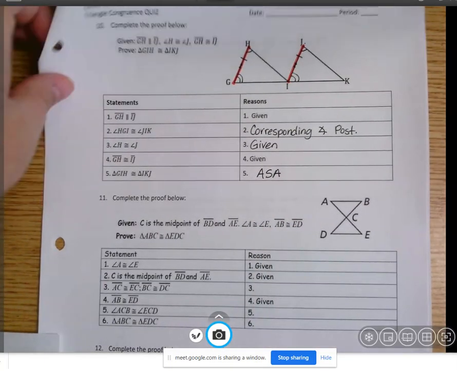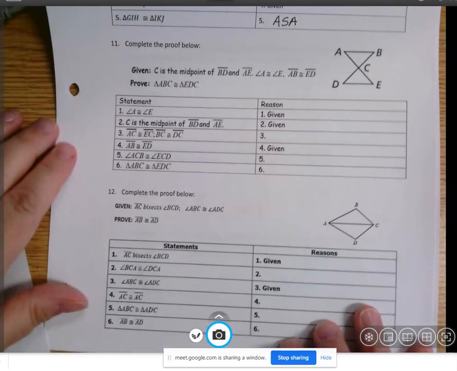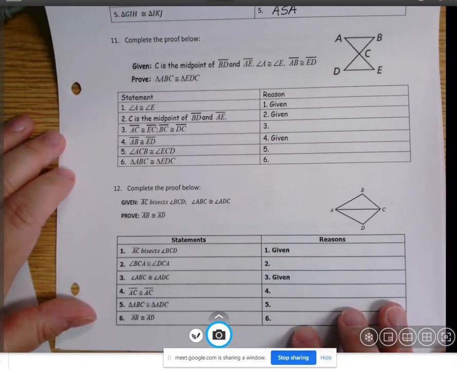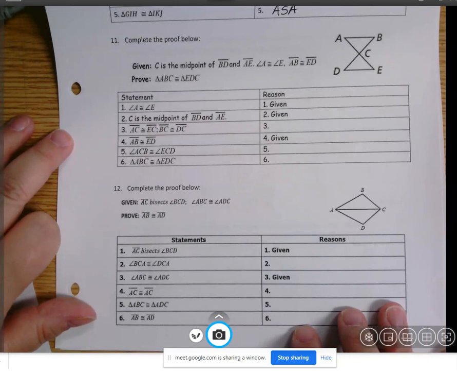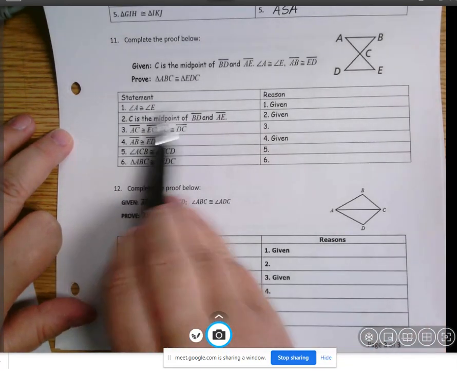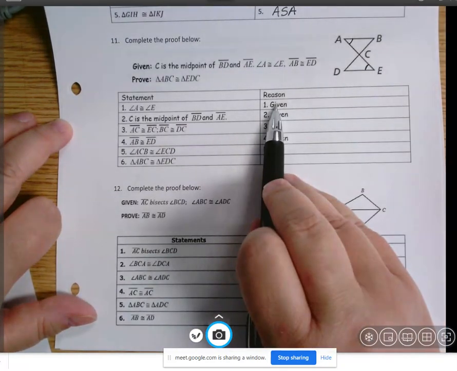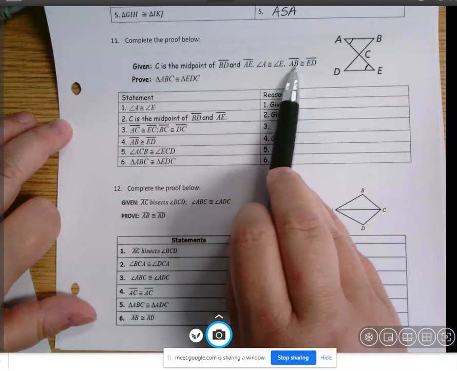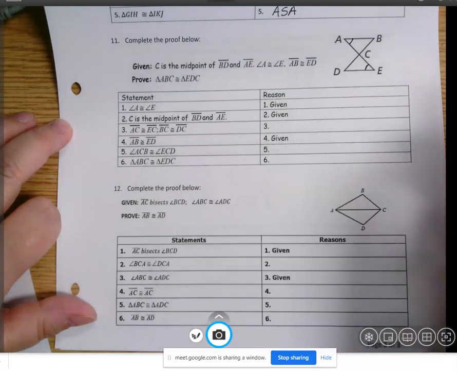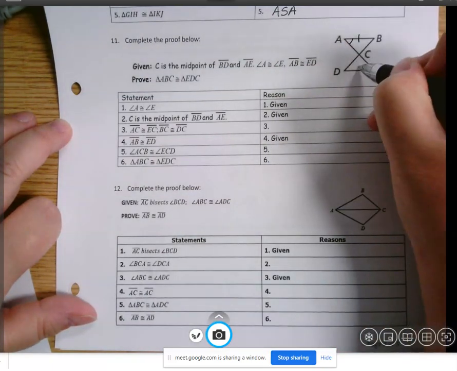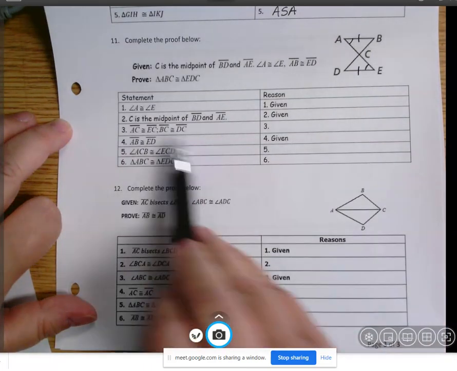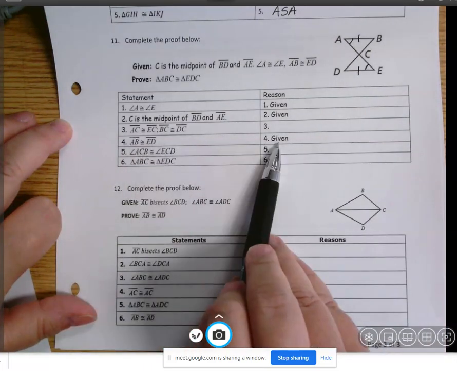Next up, number 11. Complete the proof below. Given C is the midpoint of BD and AE. Okay. Angle A is congruent to angle E. Okay, let's go ahead and mark that. That was given. AB is congruent to ED. That's this. AB is congruent to ED is down here.